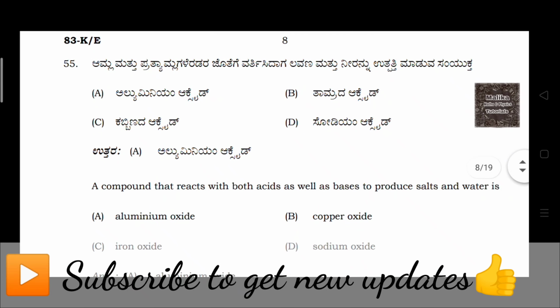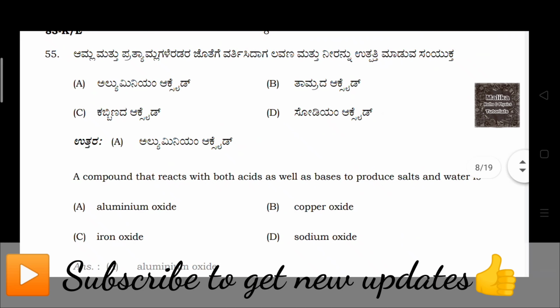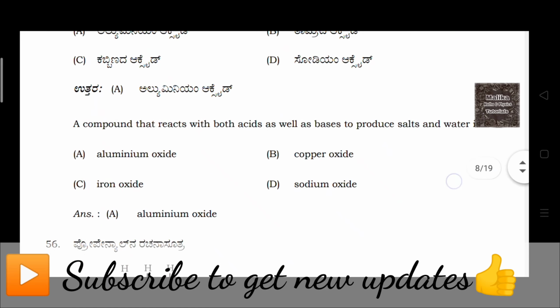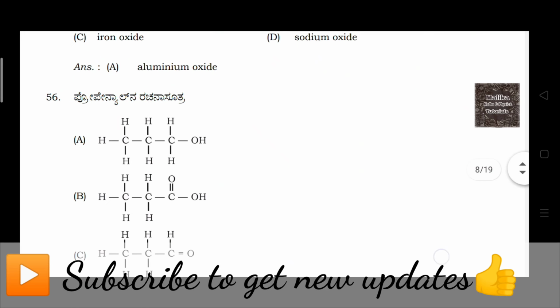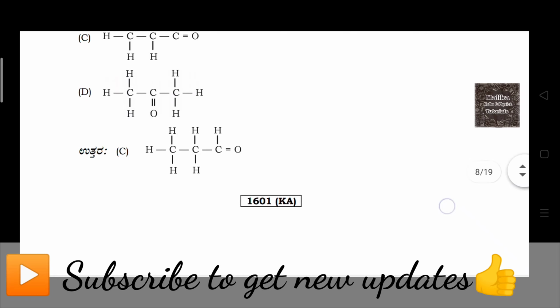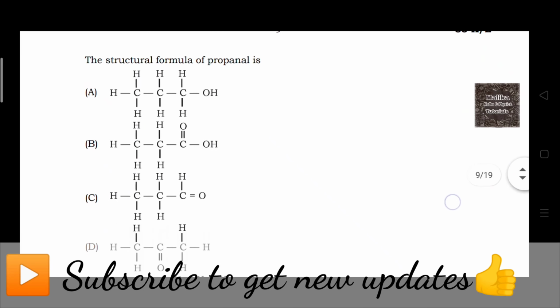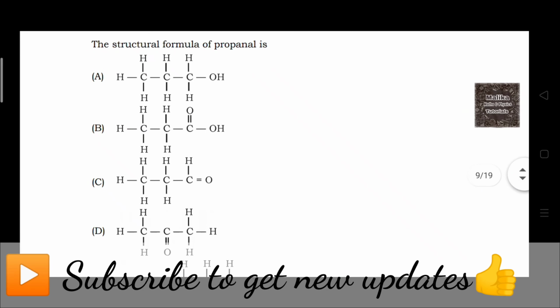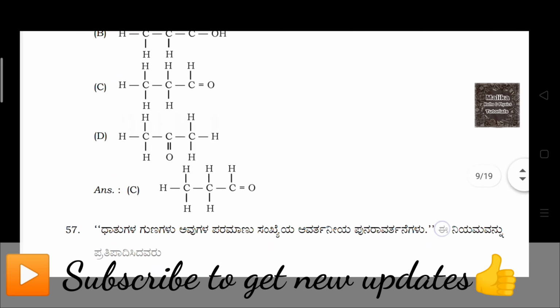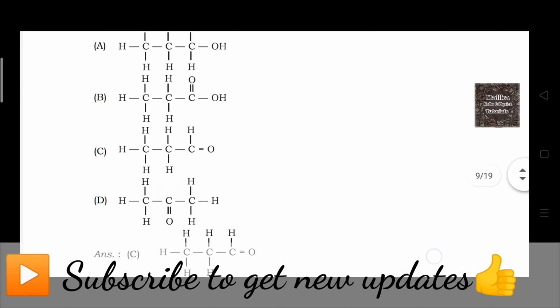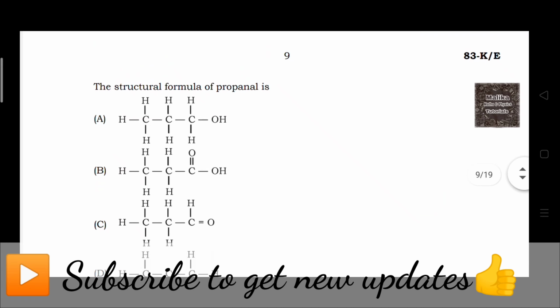So question number 55. A compound that reacts with both acids as well as bases to produce salts and water is aluminium oxide. Next question number 56. The structural formula of propanol is. So option C, it is the structural formula of propanol.